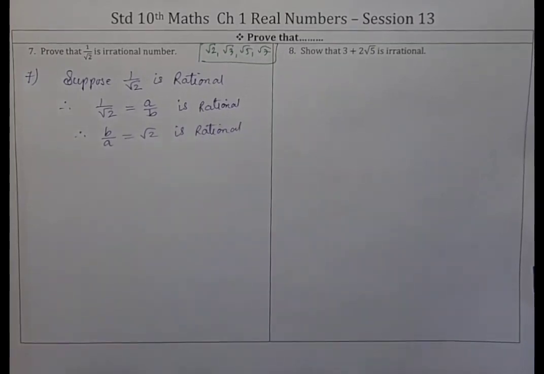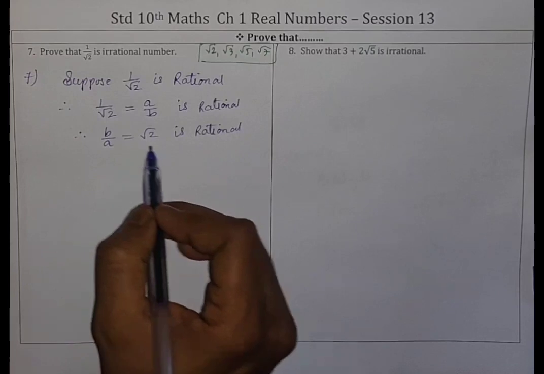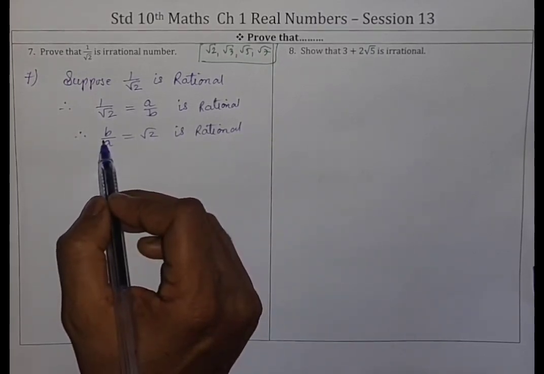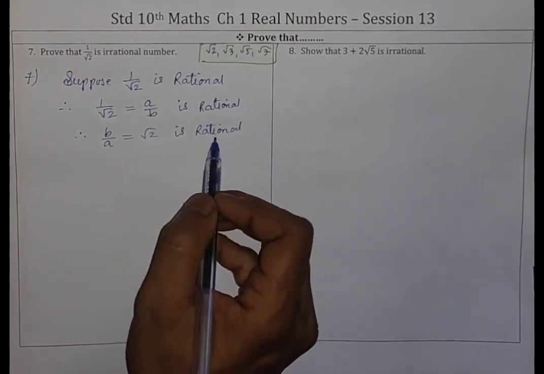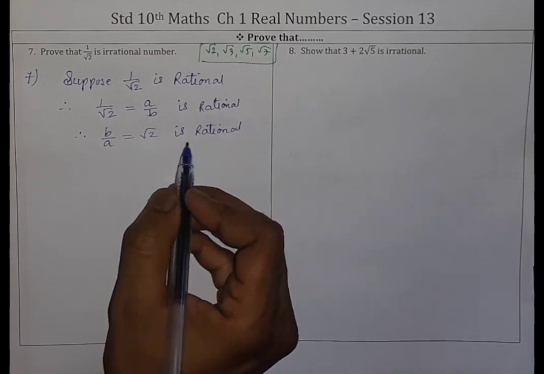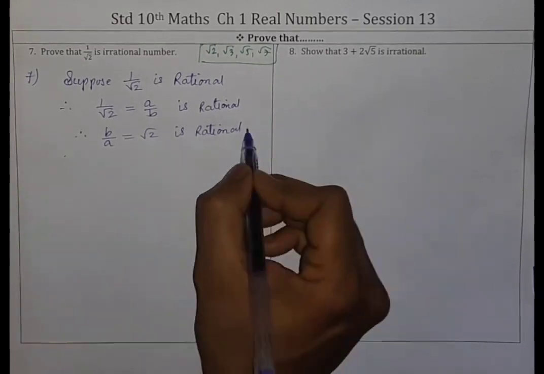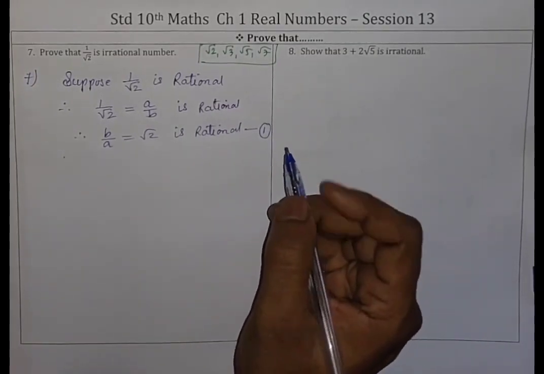Is rational. Ab yahan contradiction hai. Dekho, left hand side is equal to right hand side is rational. No doubt, left hand side is rational. But right hand side is not rational. Root 2 is not rational. To likhunga yahan main, I'll call this 1.